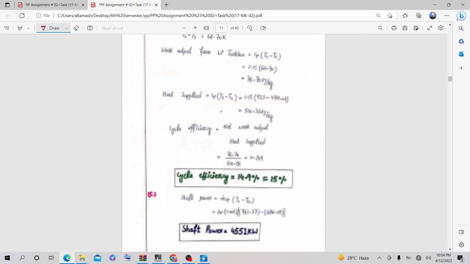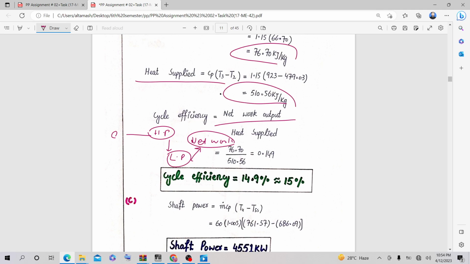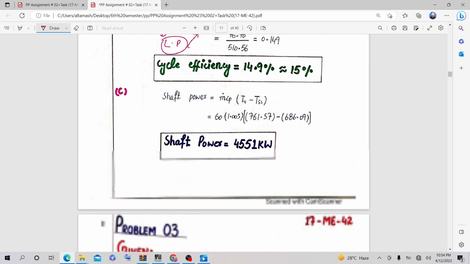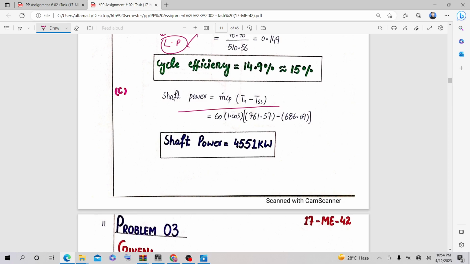So by just putting the values, cycle efficiency is equal to net work output by heat supplied, and we get the value of cycle efficiency. Now shaft power is equal to m dot cp (T4 minus T5s), and shaft power is equal to 4551 kilowatt.